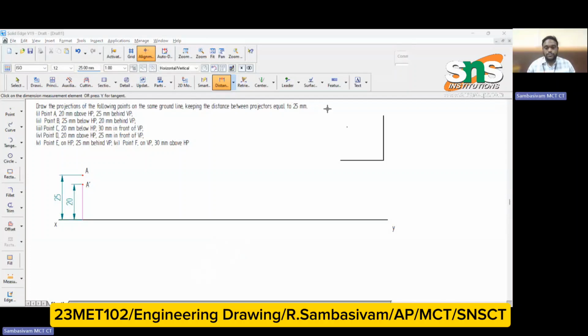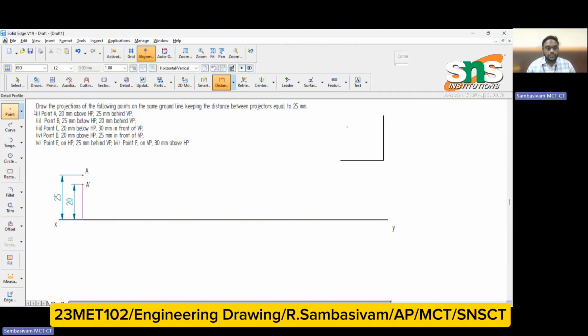Today we are going to discuss the continuation of the previous video, the projection of points. In the previous two videos we discussed the first quadrant and second quadrant. Now we are moving towards another set, which we have already discussed in the different sets, and how the projection has been carried out.